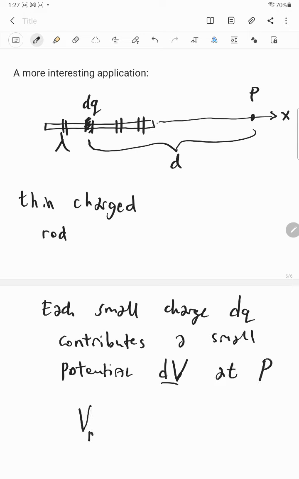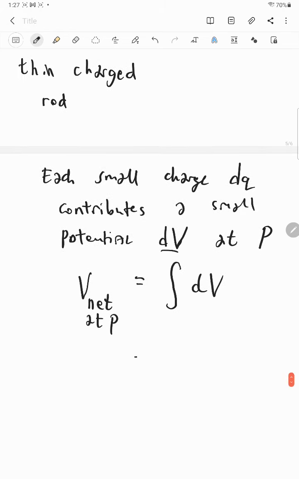And so the net potential at P is the sum of all the small contributions. Each small contribution is k times that small amount of charge divided by the distance between the small charge and the position P, right? So this integral I have to figure out how to do.